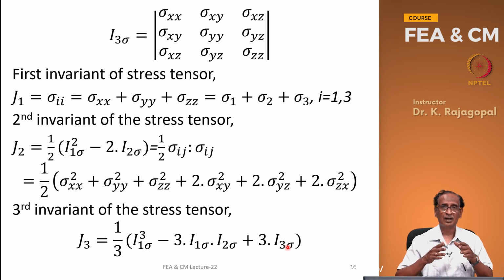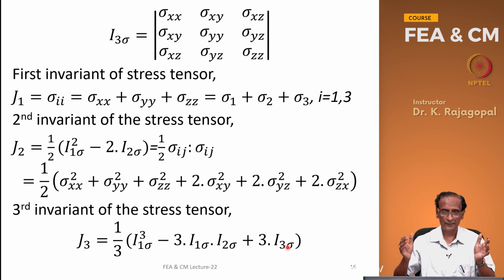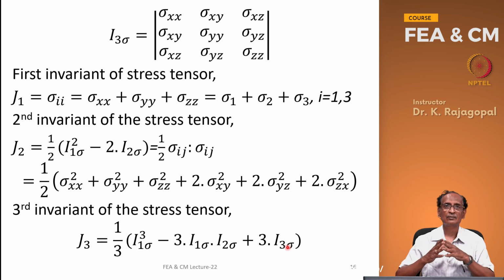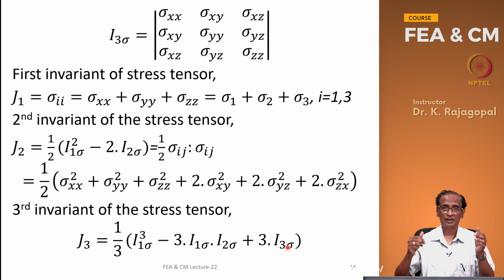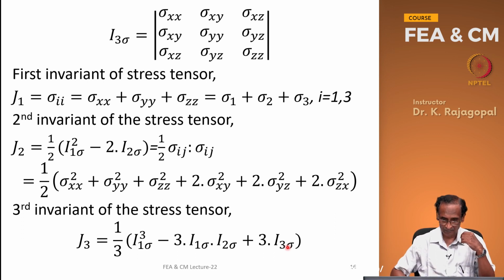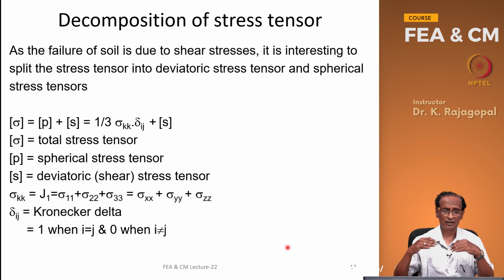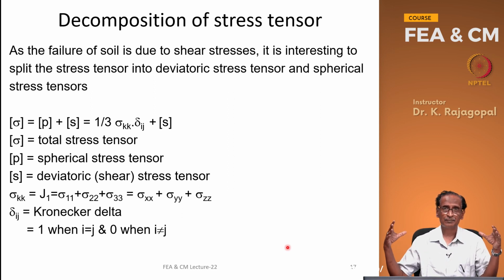These are the invariants of the stress tensor. If you apply this stress tensor on a soil, would it cause any failure or not? That depends on the predominance of the shear, because the soil will fail only under shear stress, and if you apply compressive stresses, pure compression, the soil will have infinite strength.